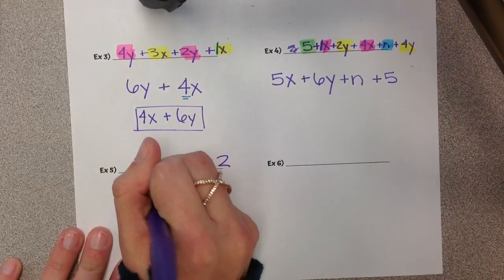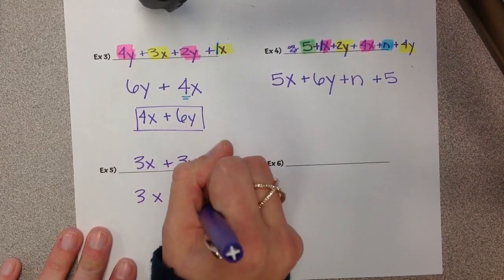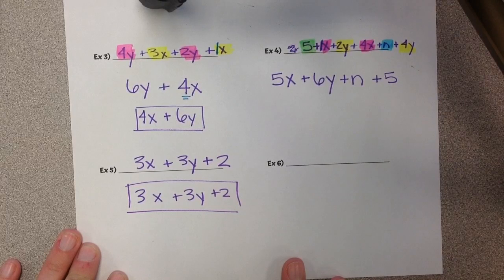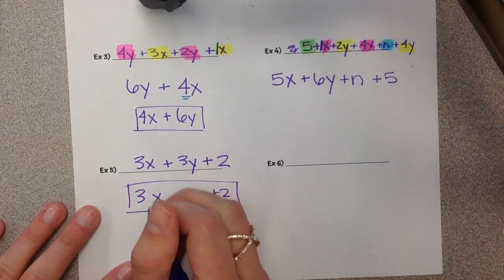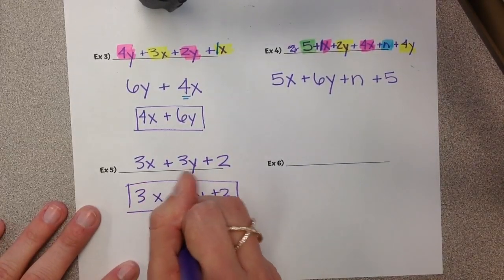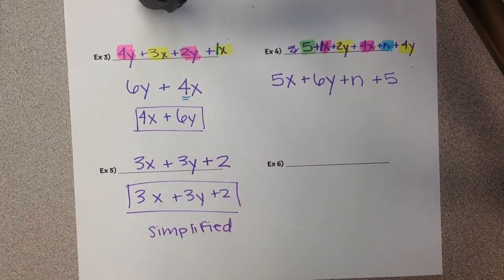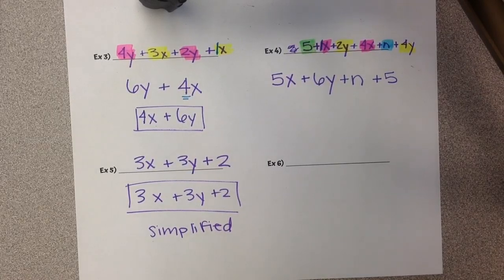You could either write it just as it was given, 3x plus 3y plus 2 is your simplified expression. Or you could write out the word simplified to notify that it is already simplified. So those are some basic examples of simplifying expressions. Now let's look at some where we're throwing in the distributive property as well.